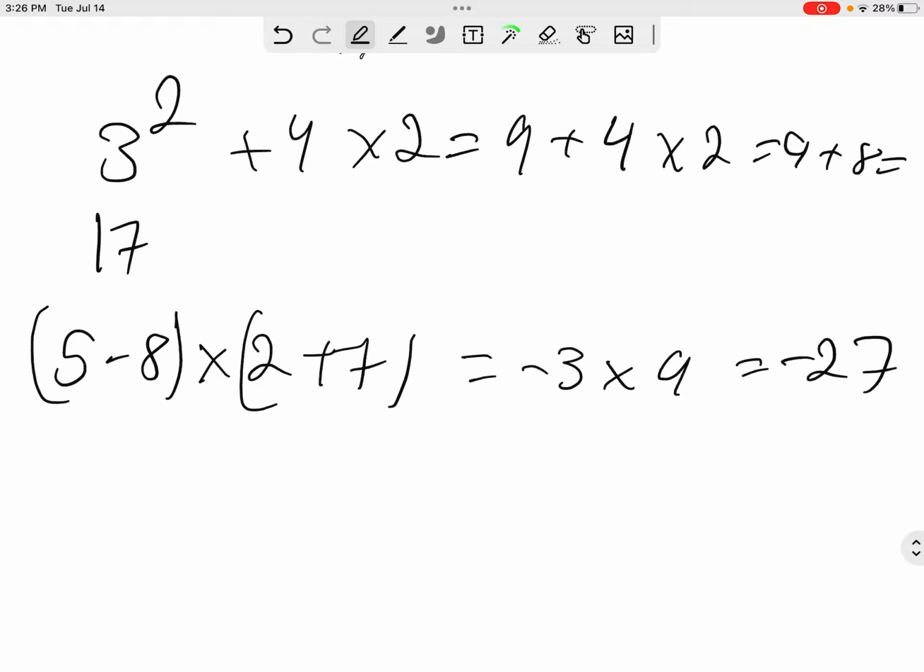Next one is 3 to the power of 3 minus 5 squared. Oh my god, I can't. I'm giving up. My hand is about to break.